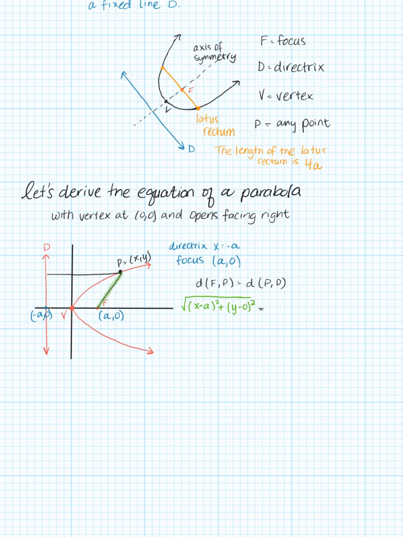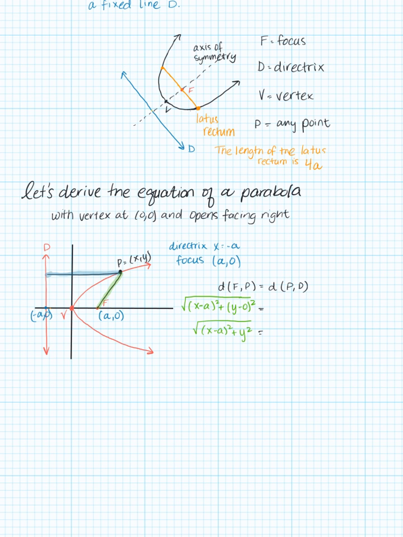So if we want to calculate the distance from the focus to that point, remember the point's coordinates are x and y, and the coordinates of the focus are a and 0. So applying the distance formula here, we have x minus a squared plus y minus 0 squared, all under a square root. So we've calculated the distance from the focus to this arbitrary point. Now we'll go ahead and clean it up just a bit. y minus 0 is just y, so you just have a y squared here, right?